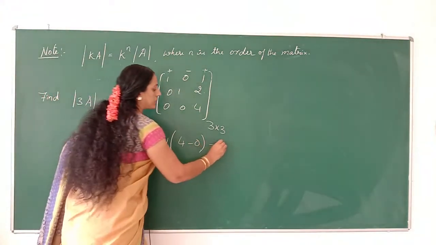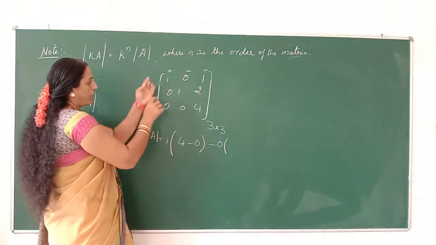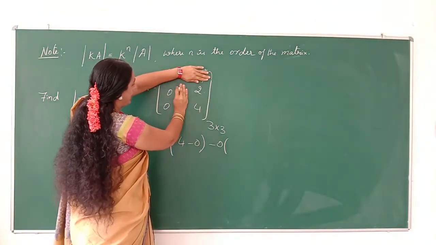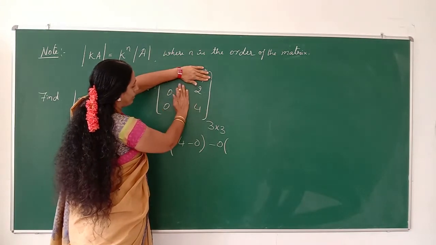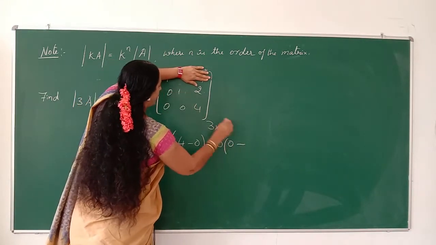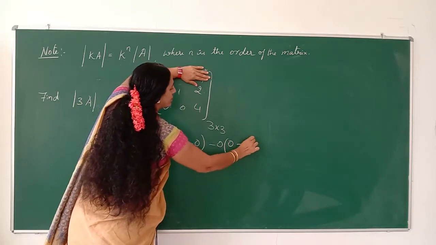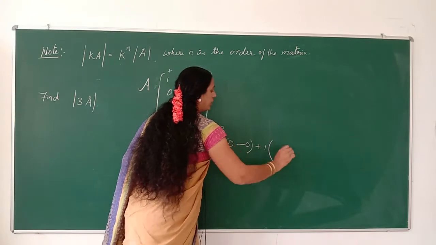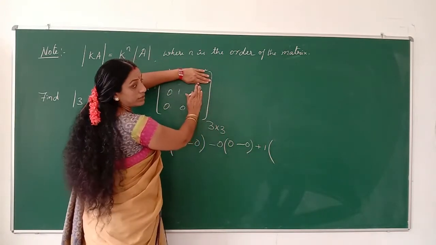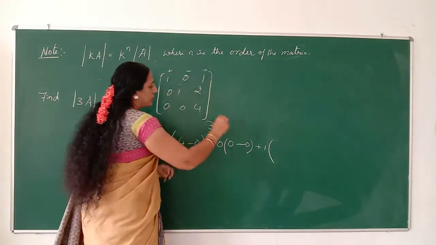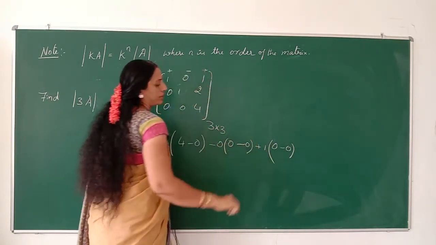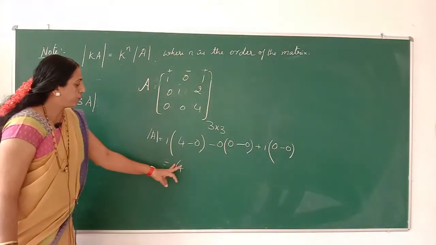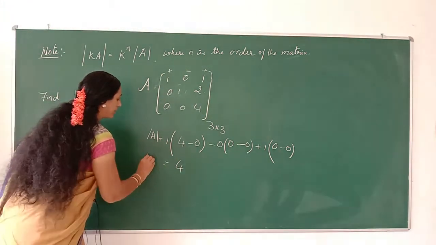Similarly, the next element is 0. 0 is an element of the first row and second column, so those get neglected, and the remaining elements we just cross multiply. 0 into 4 is 0 minus 2 into 0 is also 0. Similarly, the third element is 1. So 1 is an element of the first row and the third column. The remaining elements get multiplied with each other, and these are zeros. So 1 into 4 is 4, that is the value of the determinant.